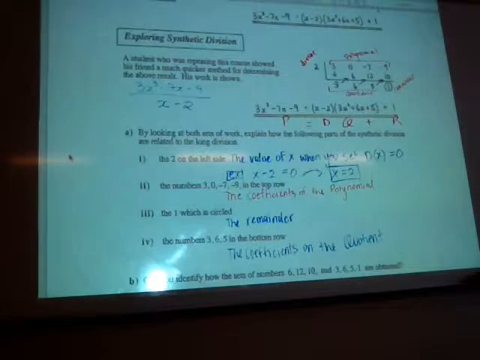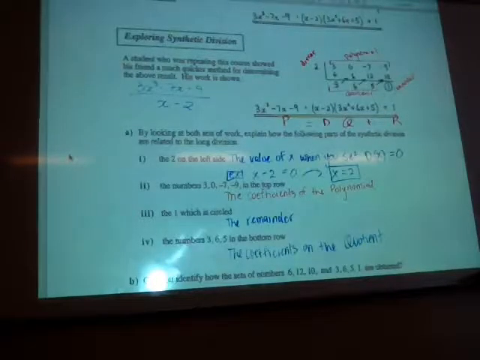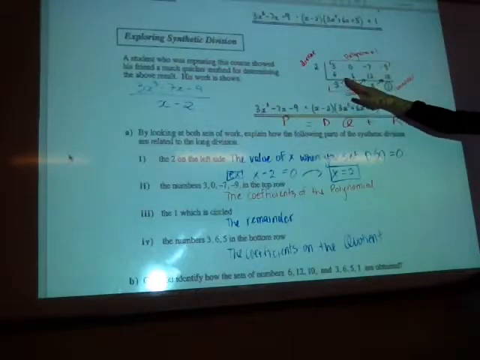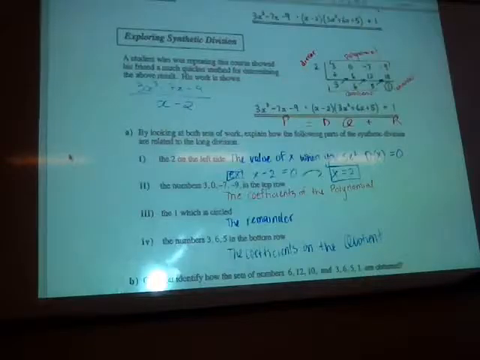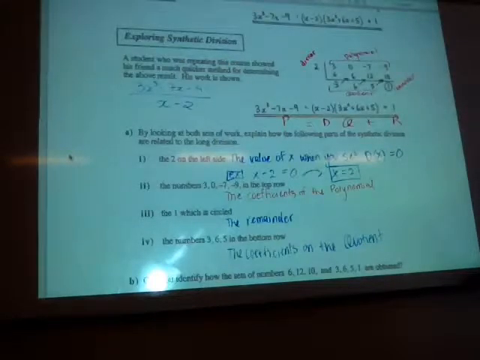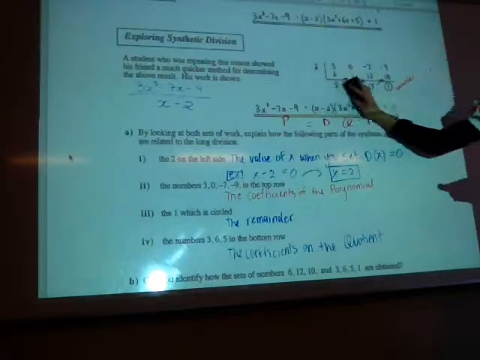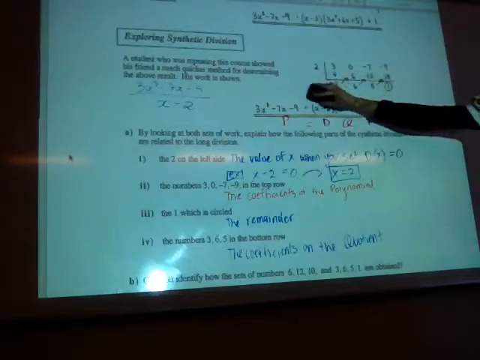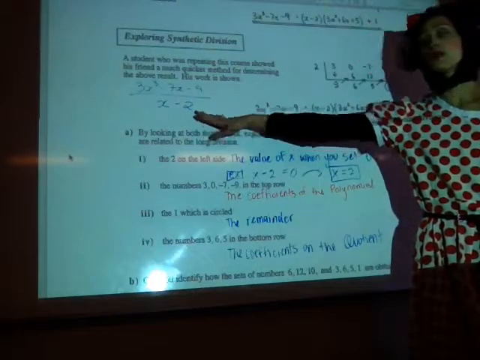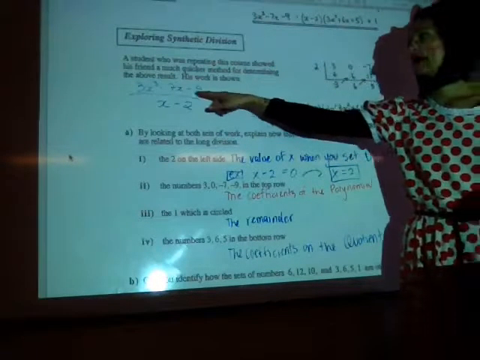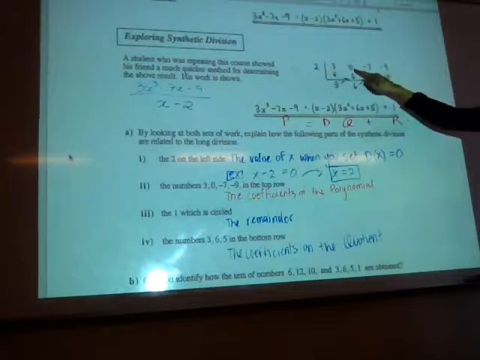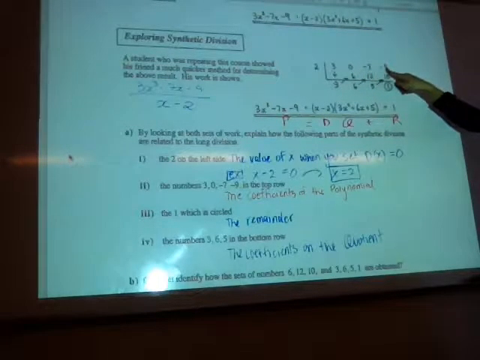Now for part B, it's asking you to identify how the sets of numbers 6, 12, and 10, as well as 3, 6, 5, and 1, how you figure those numbers out. So instead of putting that in words, I'm just going to go through the process, the steps on how we acquire everything. First thing is you want to figure out when you set your divisor, x minus 2, equal to 0, what is the value of x? And we figured out it's 2. And you're going to write the coefficients from the polynomial in the top row. We have 3x cubed, 0x squared, negative 7x, minus 9.